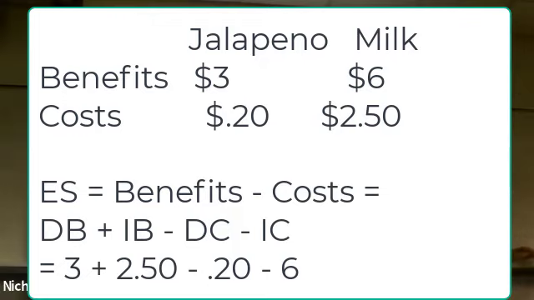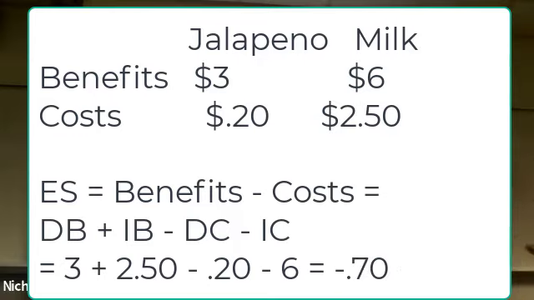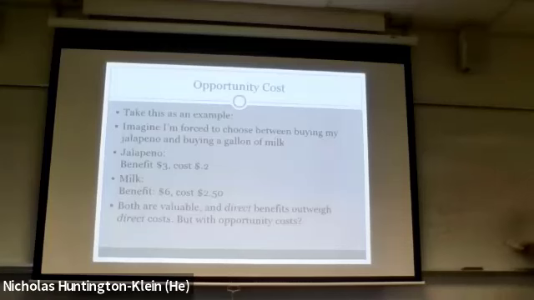We put numbers on all four of them, and we're going to be able to calculate out economic surplus, which if we add it up is $5.50 minus $6.20, which is minus 70 cents. And we can interpret that number as saying that the jalapeno is 70 cents less good than the milk, right? Because we're comparing these two things.